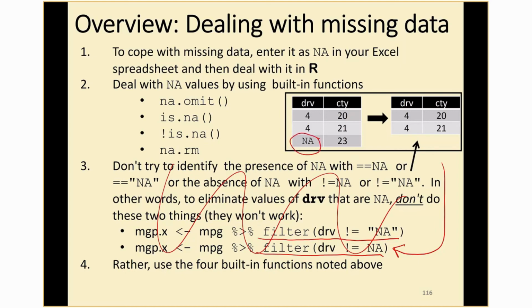And then once that Excel spreadsheet has been brought into R, R has these 4 particular functions that are specifically used to cope with missing data. So you use these 4 functions. Don't try to code using some of those functions that we saw earlier.